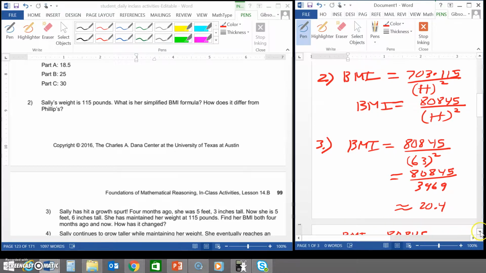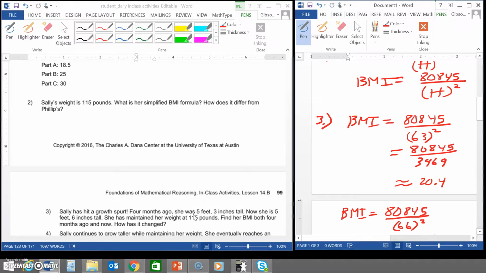How has it changed? Now, we're going to go with her first height, which was 5 feet 3 inches tall. So we would have our BMI is equal to 80,845 divided by 5 feet 3 inches, which is 63 inches. Remember before, when we did 5 feet, it came out to be 60 inches, and we have 3 left over, so it'll be 63. And then when we square that, that will give us 3,969. So we will have 80,845 divided by 3,969, which will give us an approximate BMI of 20.4.